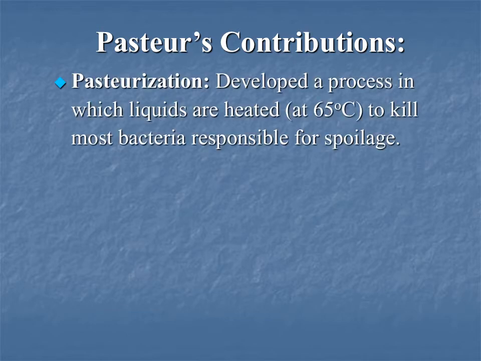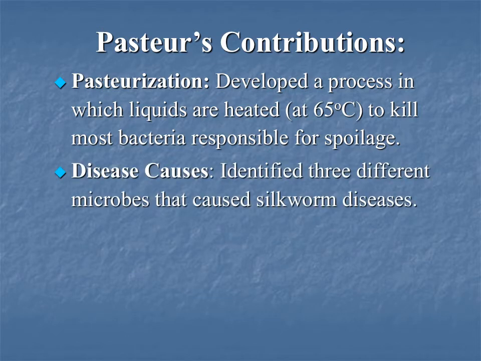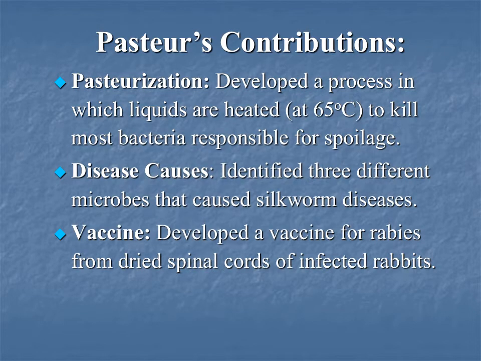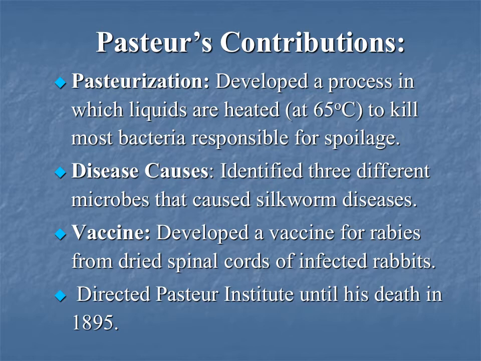Pasteur's contribution. The process of pasteurization was developed, a process in which liquids are heated to kill most bacteria responsible for spoilage. Disease causes: he identified 3 different microbes that caused silkworm disease. He developed a vaccine for rabies from dried spinal cord of infected rabbits, and directed the Pasteur Institute until his death in 1895.